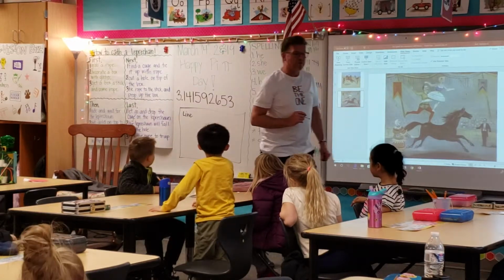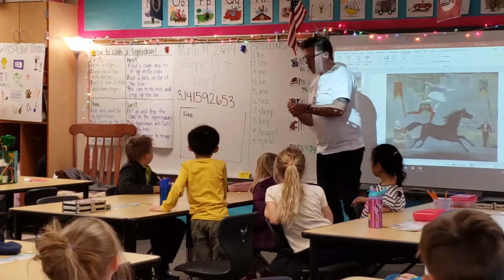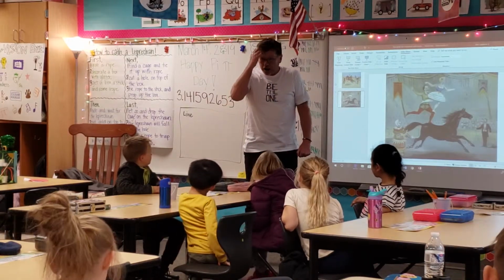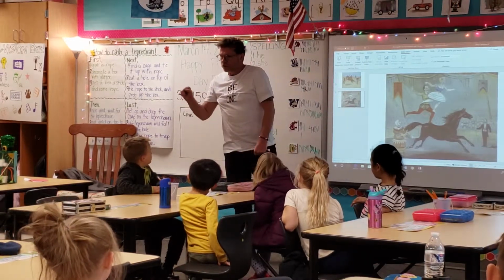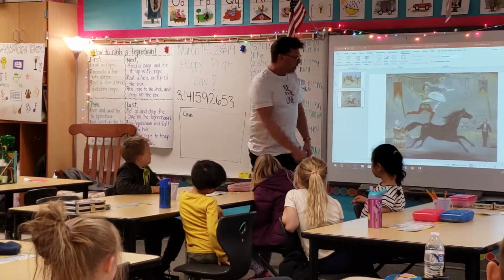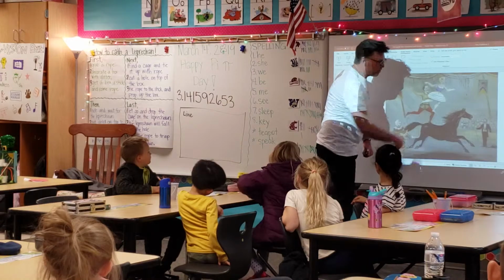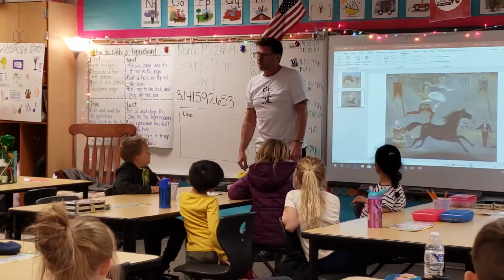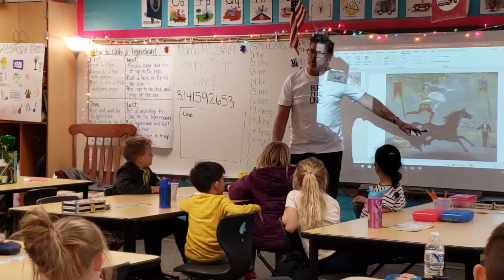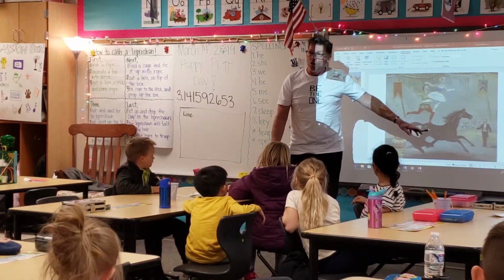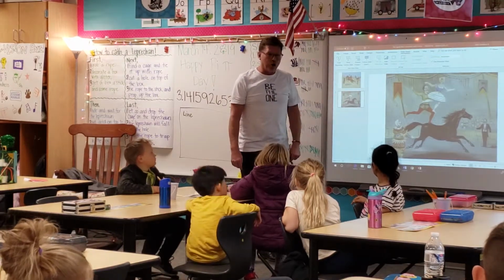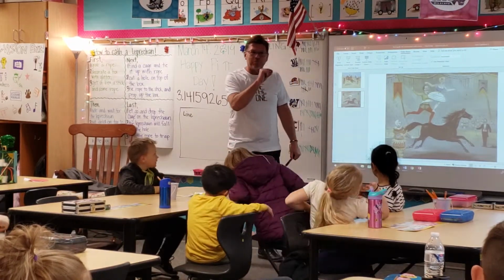Say that word out loud, everybody. Line. So painters or artists or people who draw use lines to make an image look like something. The artist used lines to make this image look like a horse. And the artist used lines to make it look like this horse was galloping or skipping and this horse was bucking. So artists can use line to show that something is moving.